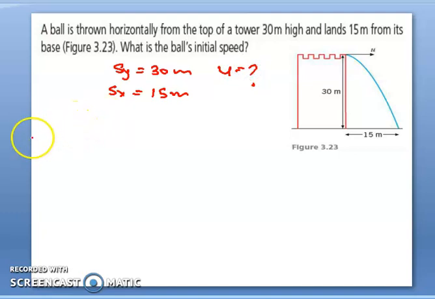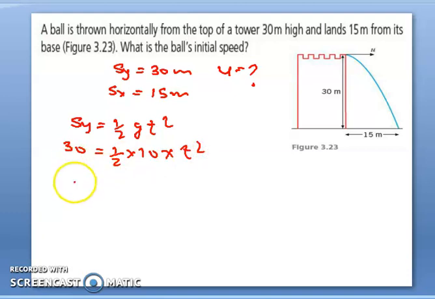So if I directly write Sy is equal to half g t square, I'm directly using the formula. Sy is 30. Half g is 10 into t square. Can we find t? Yes, 30 into 2 is 60. 60 upon 10 is equal to t square, and t is equal to root under 6. So this is our time.